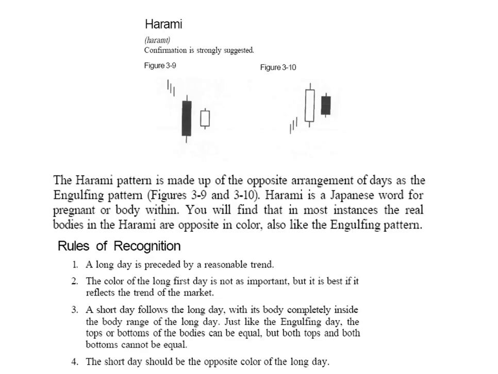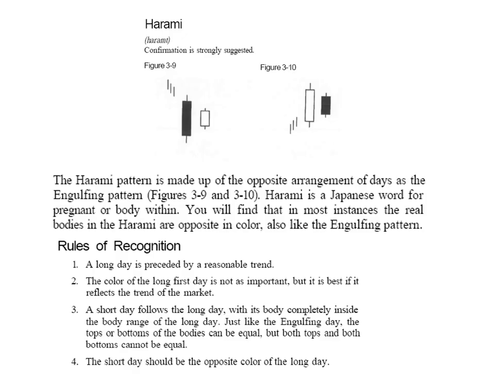And how to recognize? A long day is preceded by the reasonable trend. The color of the long first day is not as important, but it is best if it reflects the trend of the market. A short day follows the long day with its body completely inside the body range of the long day. Just like the engulfing day, the tops or bottoms of the bodies can be equal. The short day should be opposite the color of the long day.